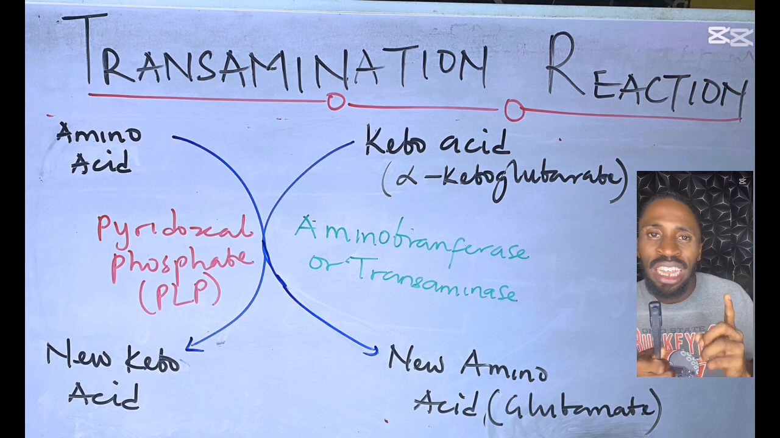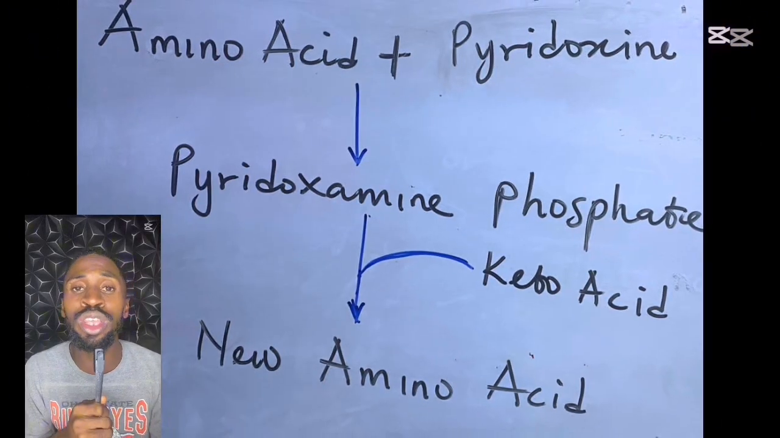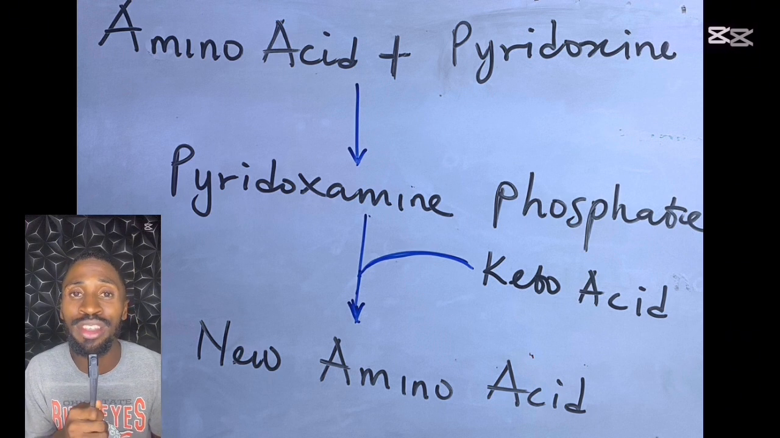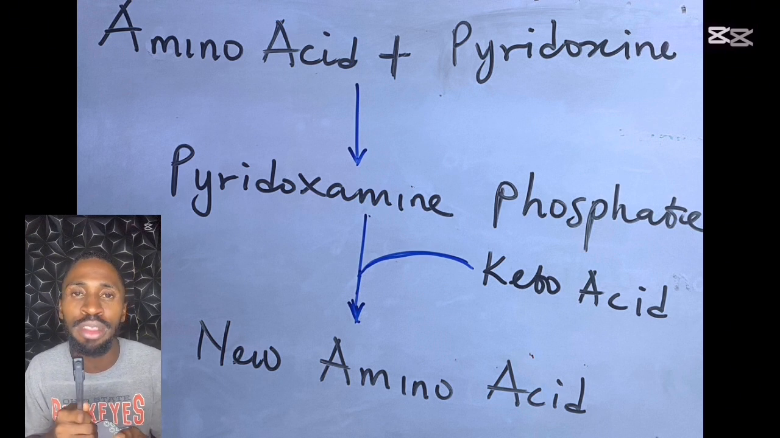Now, one thing I want to tell you is that the coenzyme used in this case is what we call pyridoxal phosphate. Pyridoxal phosphate is derived from pyridoxine, which is vitamin B6. So what is pyridoxal phosphate? It is covalently linked to a specific lysine residue at the active site of the enzyme via a Schiff base linkage, condensing both the amino group and the pyridoxal phosphate.